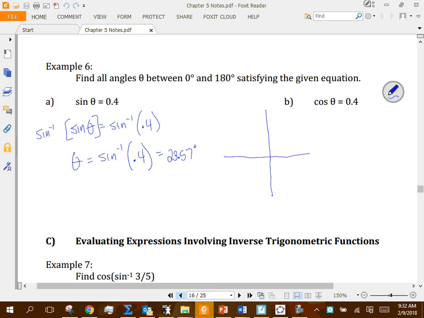Here's my picture. 0.4 is a positive number, right? So sine is positive in that quadrant, correct? Okay. So the answer my calculator is giving me back is theta right here, because it can only give me back stuff in those two quadrants, right? Sine inverse can only give me back the stuff in the red quadrants here, but we know that the sine is also positive in the second quadrant, so we have to do some work to find the second quadrant angle.